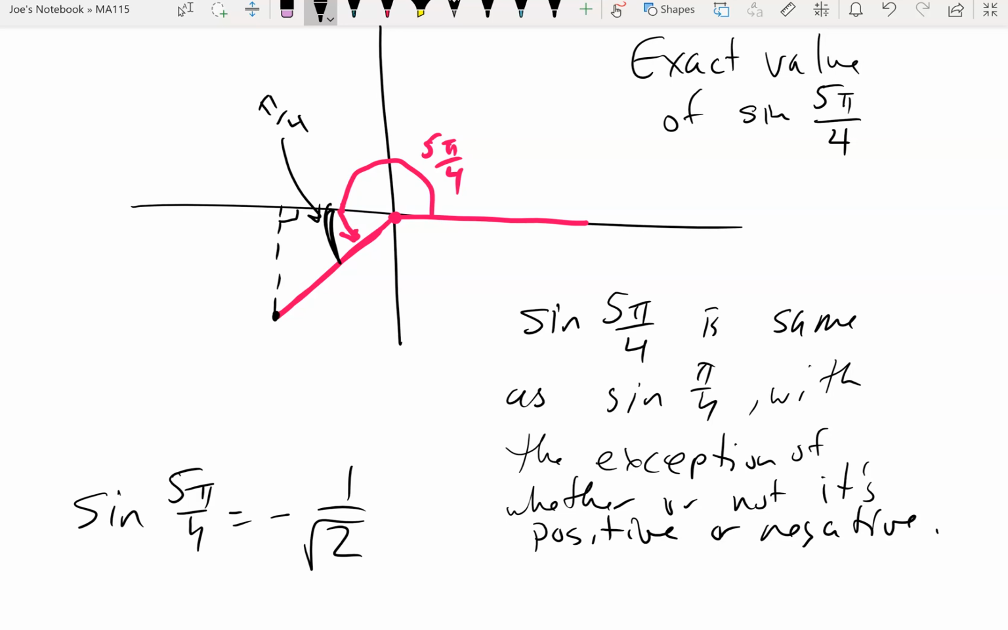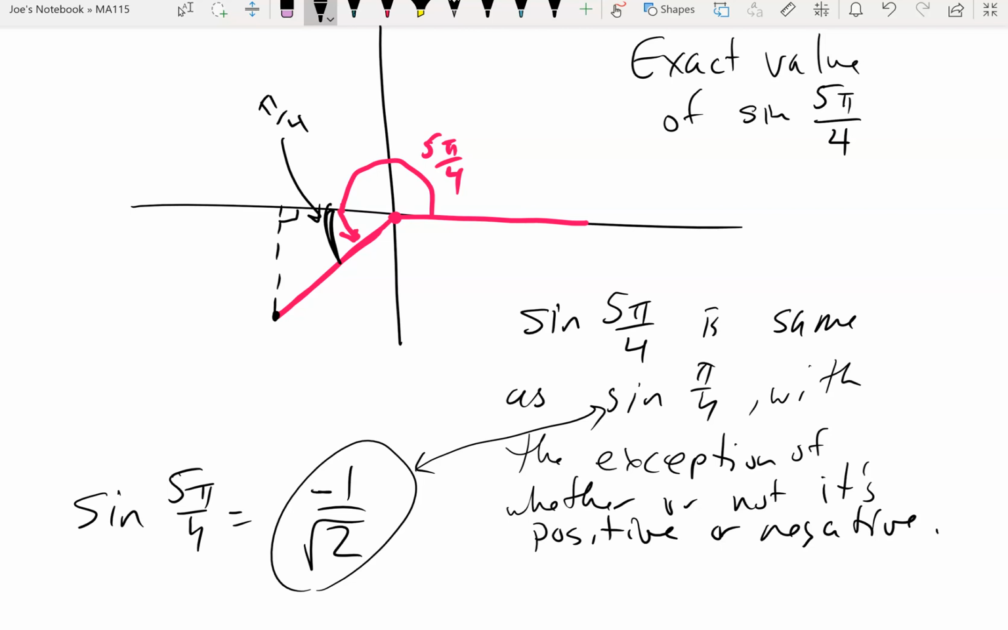How did you automatically know that sine of 5 pi over 4 was negative 1 over root 2? Well, I knew 1 over root 2 from that part, right? So that was how I knew automatically. The reference angle is pi over 4, 45 degrees. Sine of that is 1 over root 2. That's how I knew that part, okay?